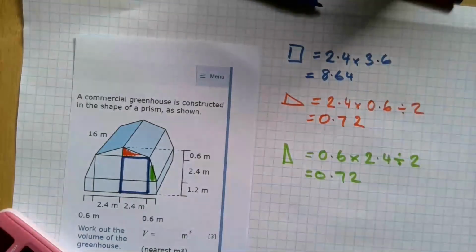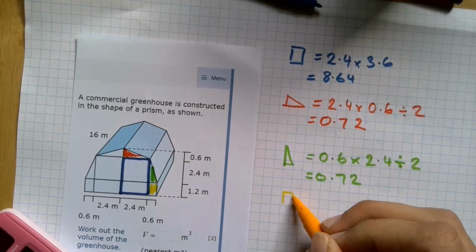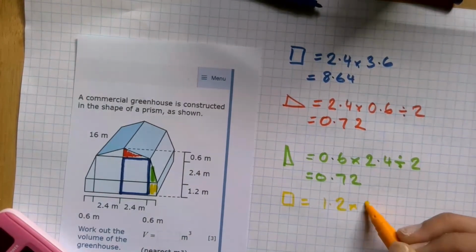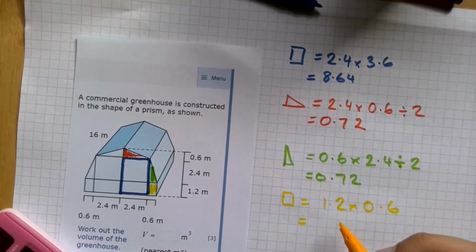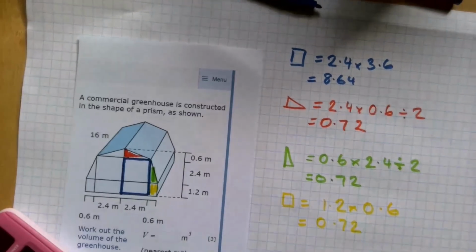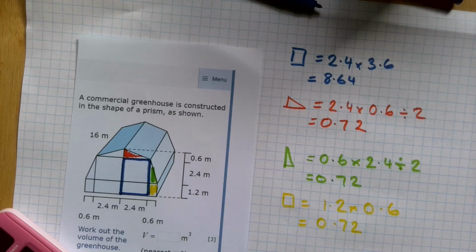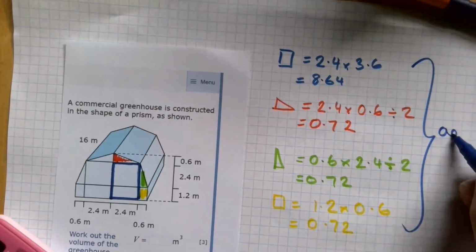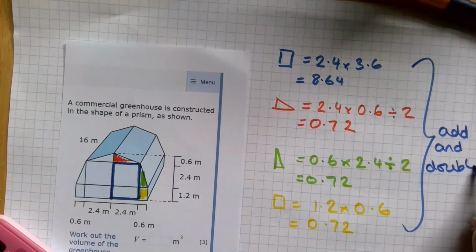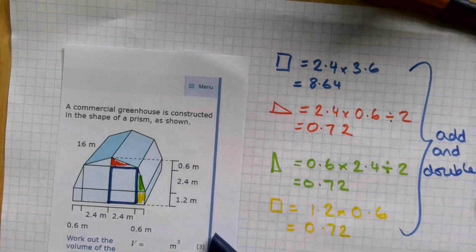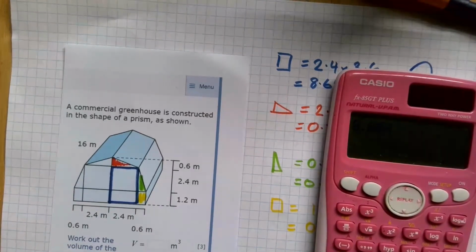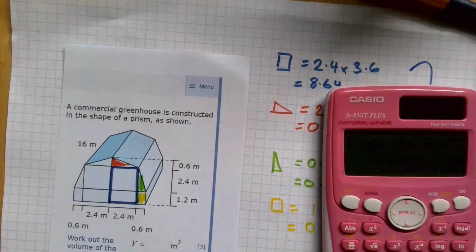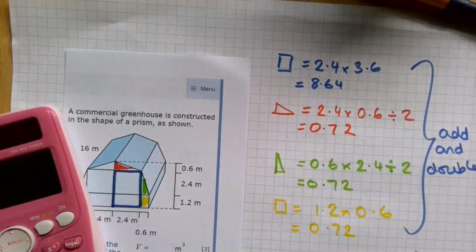And finally, I've got my little yellow rectangle down here, which is going to be 1.2 multiplied by 0.6. Again, giving me 0.72. Okay, what I do now is I add up all of these and I double. Why do I double? Because that's only half the greenhouse. We need the whole greenhouse. So 8.64 add 0.72 add 0.72 add 0.72 equals 10.8, multiply by 2, and we have the total area of the front of the greenhouse as 21.6.